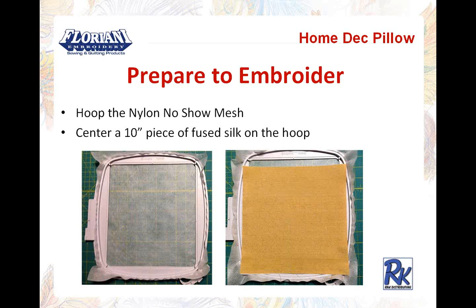You're going to hoop that all by itself. And then right on top of the hoop, you're going to center a 10-inch piece of fused silk on the hoop. So again, this is the 10-inch piece that we cut out. You want to pay attention to the grain as you're putting this down. Make sure you take note of which way the grain is running. So in this example, let's say you're going to run the grain left to right as you're looking at it in the hoop here.